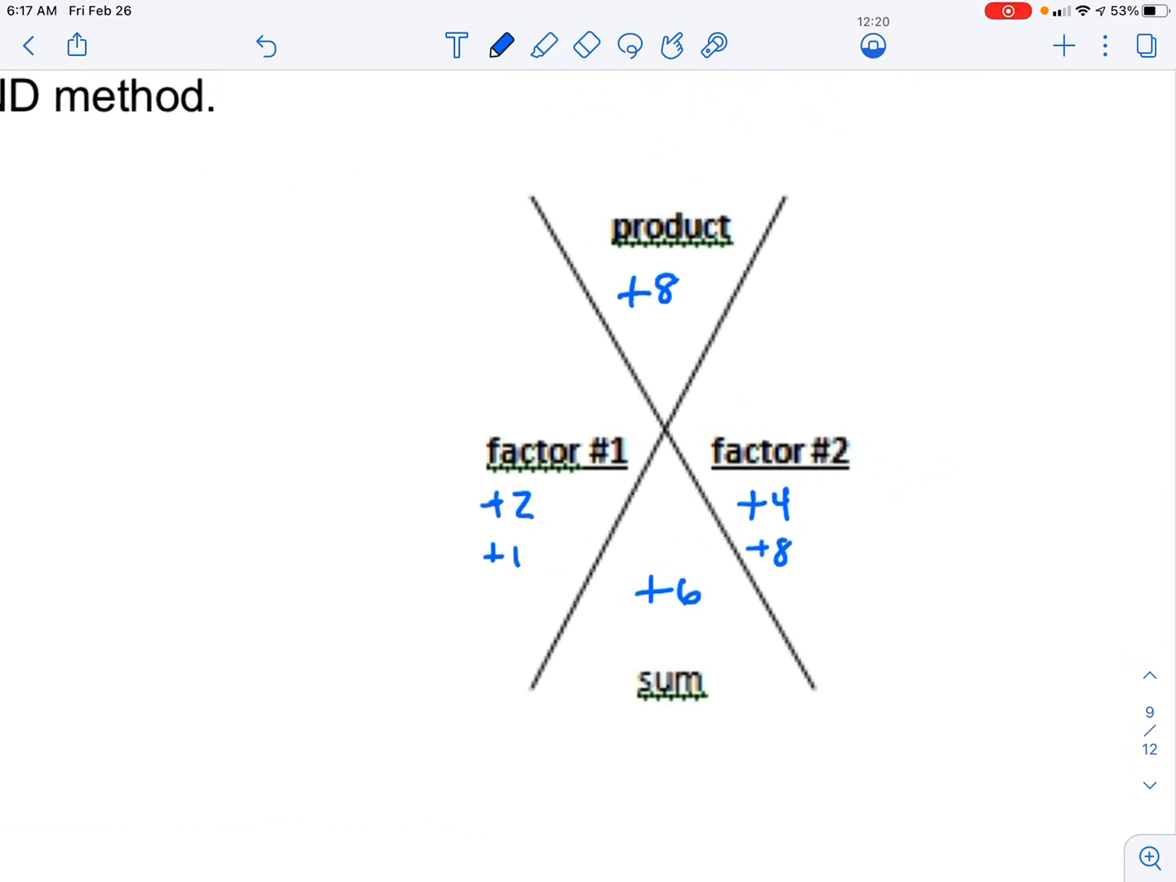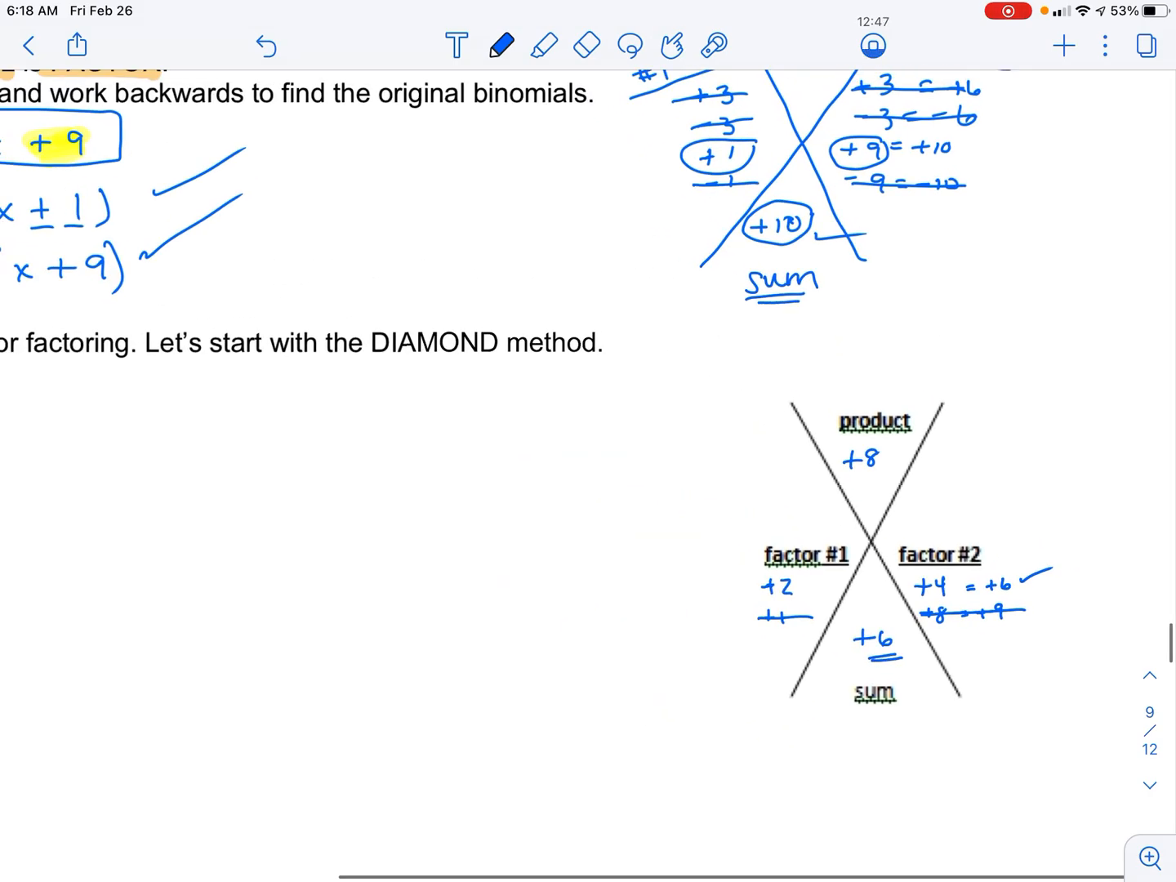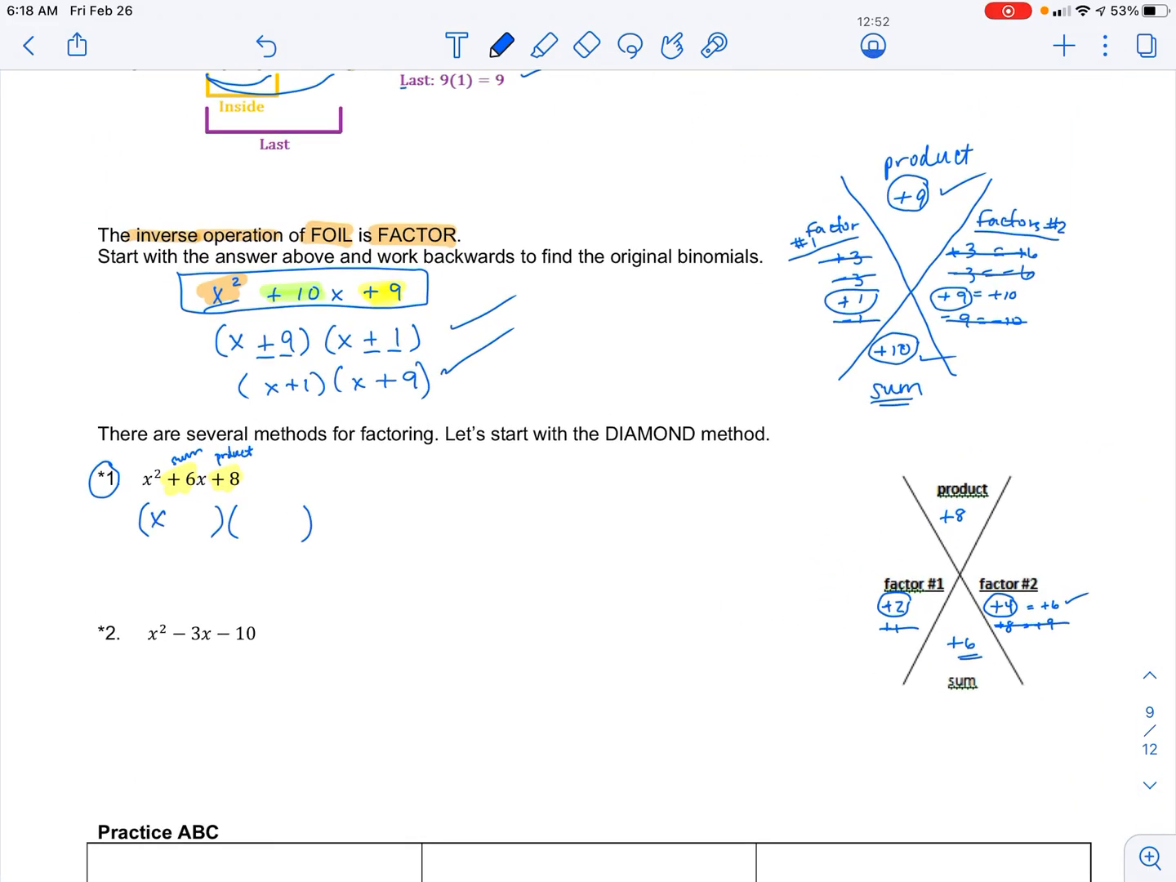So let's add these together. I'm going to make this a little bit bigger here. If I add together positive 2 plus a positive 4, I get a positive 6. So that looks like that's going to work okay. But let's just verify that the others are not the ones. Positive 1 plus positive 8 would give me a positive 8 when I multiply them, but a positive 9 when I add them. But we're looking for positive 6 when we add them. So that second pair is not correct, but the first pair is. So we want to use a positive 2 and a positive 4. So we're going to have x plus 2 and x plus 4.